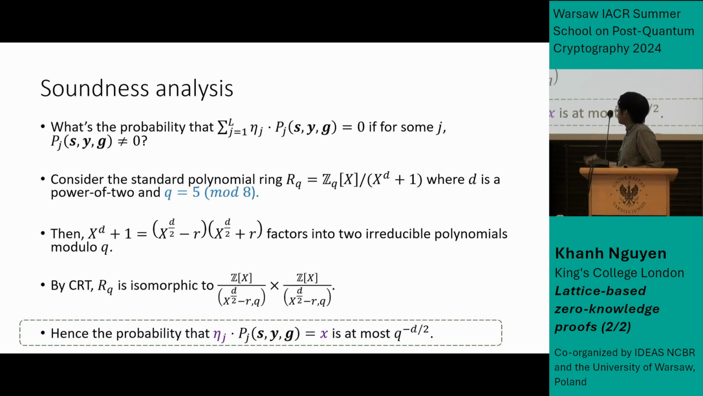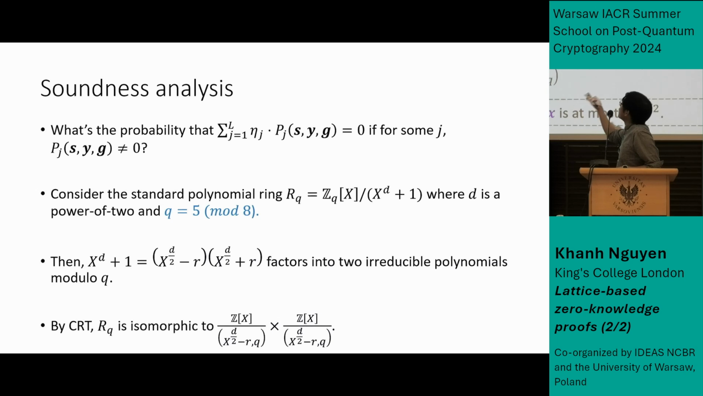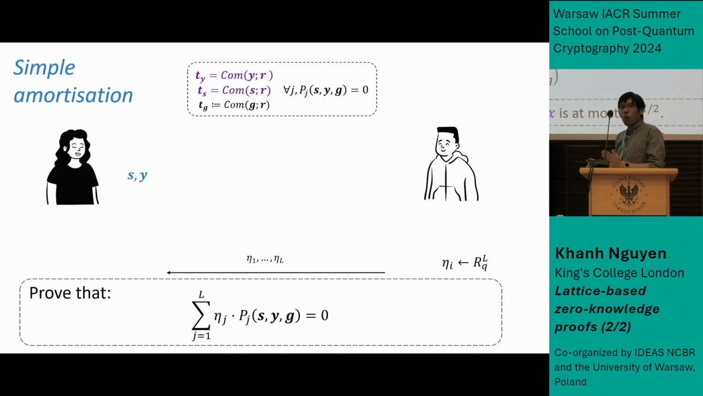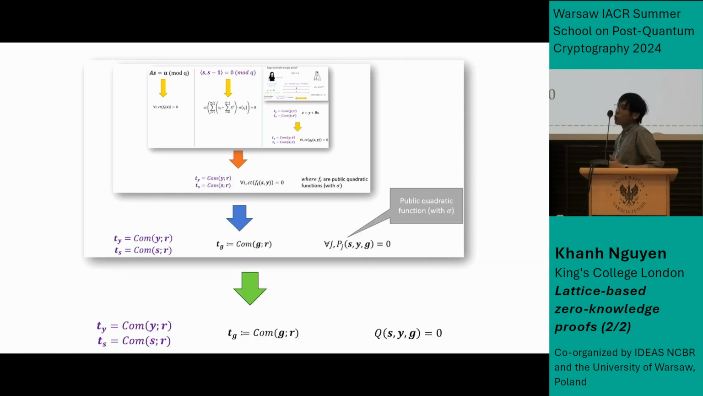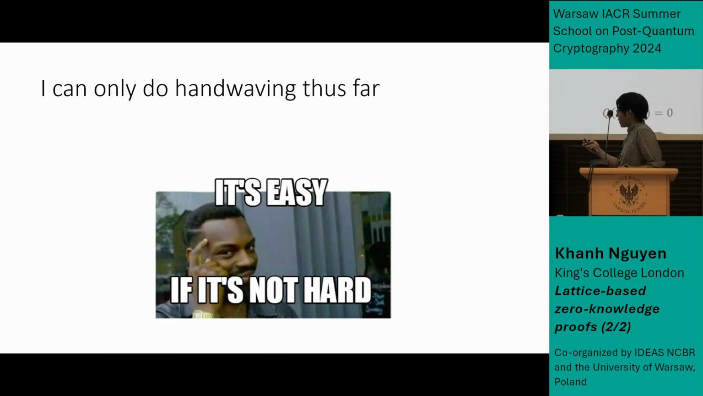Okay, so that's a little bit more technical stuff. But in general, to analyze this probability, we need to dive more into the structure of how RQ looks. But the main takeaway is that if we have multiple quadratic equations, then we can just randomly linearly combine them, and we end up with a single quadratic equation. So at the end of the day, we end up with a single quadratic equation here. And now how to prove that?